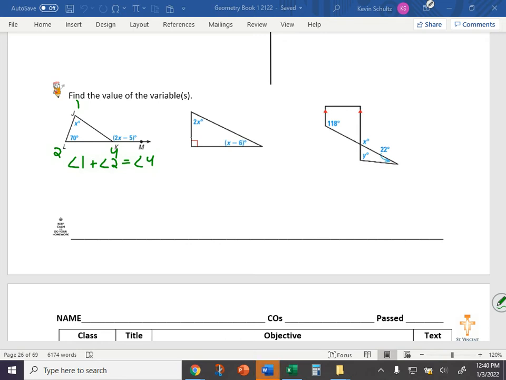Angle 1 is marked with x. Angle 2 is marked with 70. Angle 4 is marked with 2x minus 5. And now we have an algebraic equation to solve. This can involve variables on both sides, moving things around. Does anyone have the answer? What's the value for x? 75.